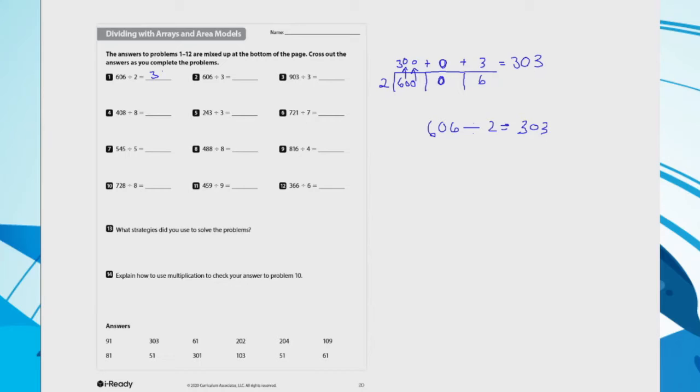Now we're being asked to go to the bottom of the page and find 303 right here. So it's one of our answer choices. Let's go ahead and write it in and then cross it out. And then we can move on to the next question.